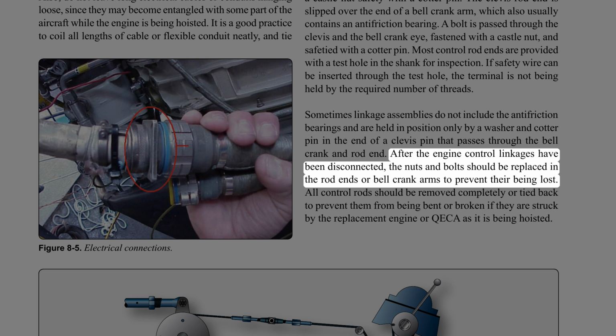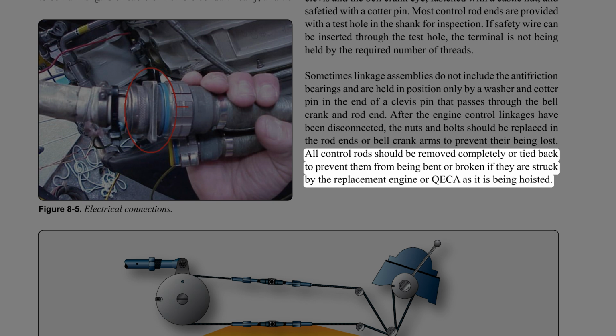After the engine control linkages have been disconnected, the nuts and bolts should be replaced in the rod ends or bell crank arms to prevent their being lost. All control rods should be removed completely or tied back to prevent them from being bent or broken if they are struck by the replacement engine or QECA as it is being hoisted.